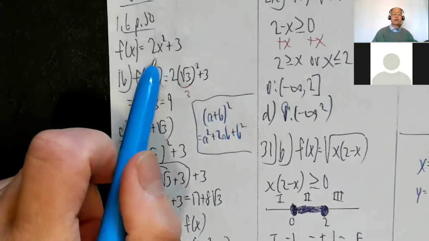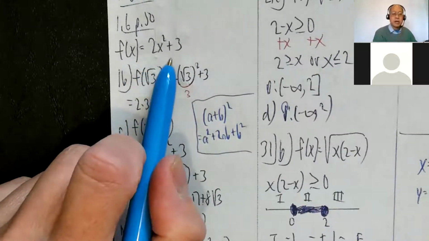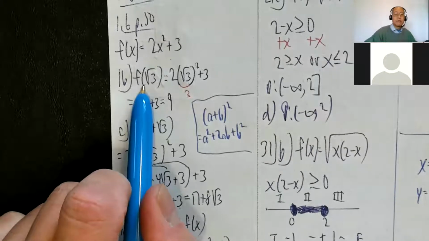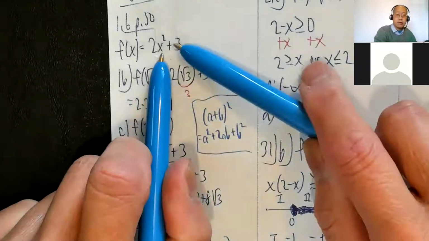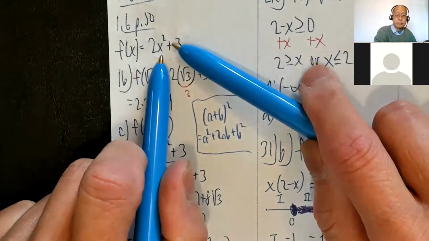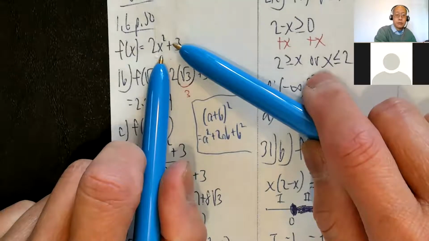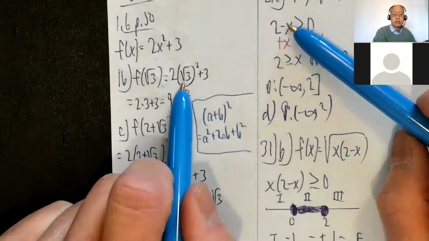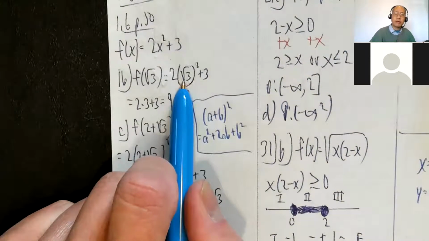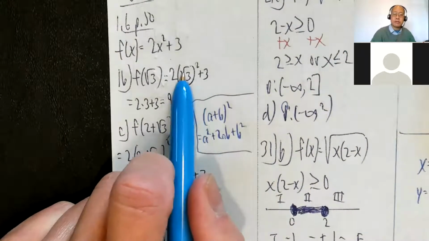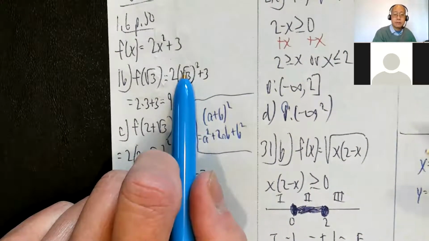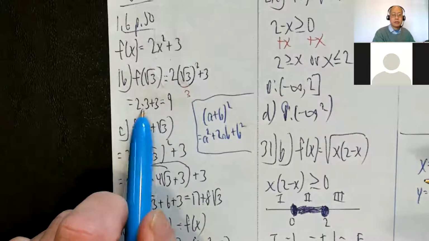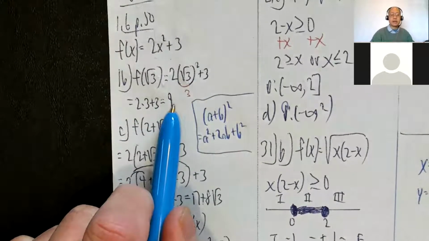Okay, f of x is 2x squared plus 3. 1b says f of radical 3. That means right here, put radical 3. So we're doing 2 times radical 3 squared. But what is the square root of 3 squared? When you have a square root and you square it, you just drop the square root, right? So it's just 2 times 3 plus 3. So 6 plus 3, 9. So the final answer is 9.